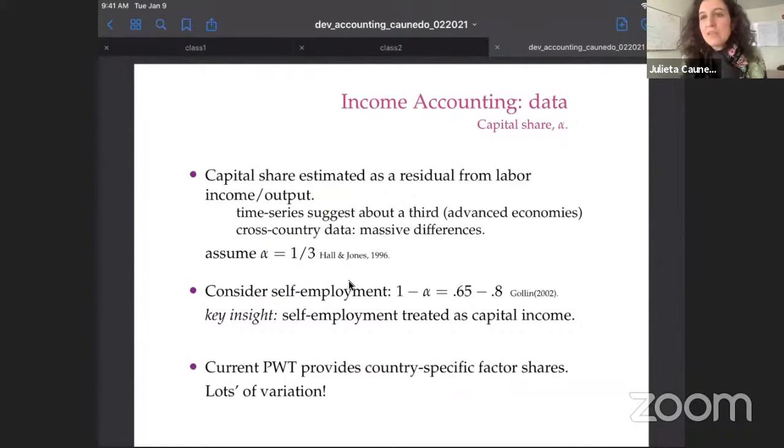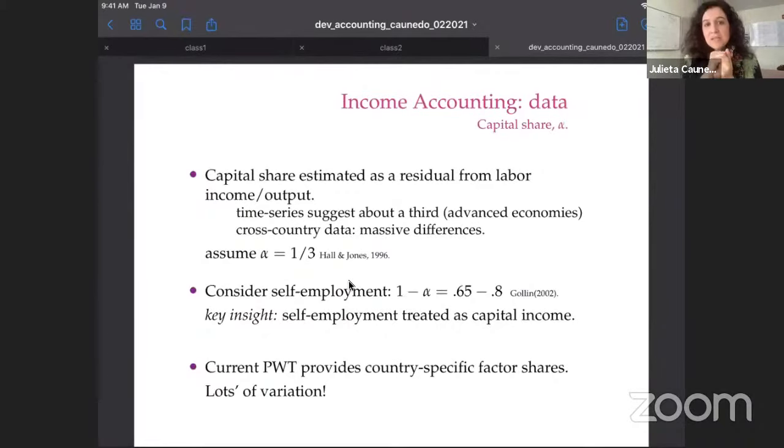Now the next thing, so we have two more things that we need to measure. We measure output, we measure the capital output ratio, we need to measure the factor share for capital, and we need to measure human capital. Where are these factor shares estimated? Well, under the assumption of constant returns, you can literally infer the capital share as a residual between the labor share of income, basically how much all the workers in this economy are paid as a fraction of GDP, as a residual of that labor income over output.